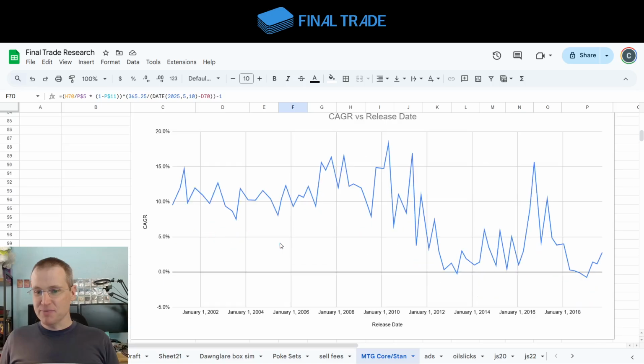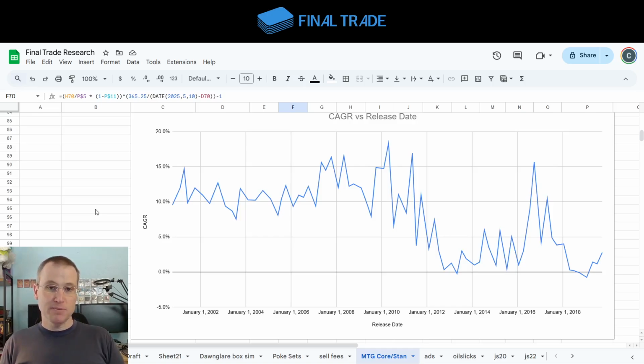And one last thing, I do chart this. So this is the compound annual growth rate compared to the release date, just to see if there's anything interesting in here. And so what we see is that all of these old boxes from the early 2000s through around 2011 all have very similar returns. And then the compound annual growth rate falls off and stays low with just a couple of spikes. And so I'm not sure if it's that, well, there's too many of these boxes still out there and they haven't dried up enough yet.